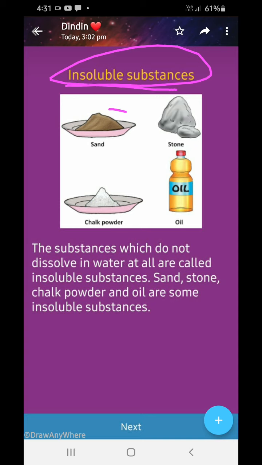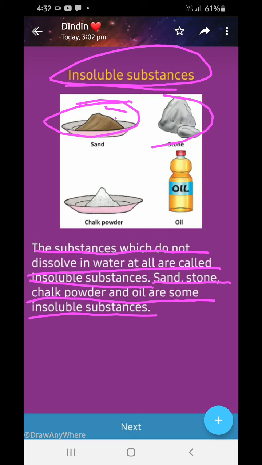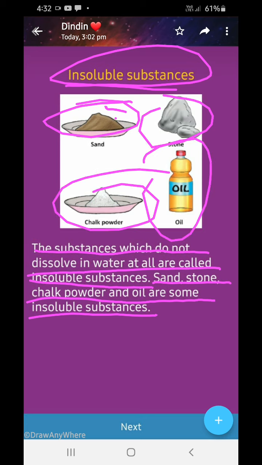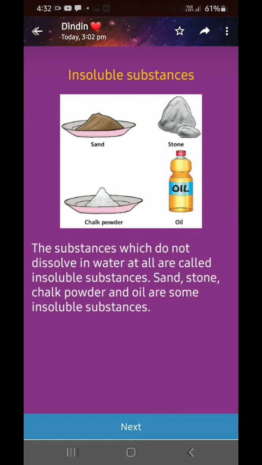Now, insoluble substances. The substances which do not dissolve in water are called insoluble substances. Sand, stone, chalk powder, and oil are some insoluble substances.